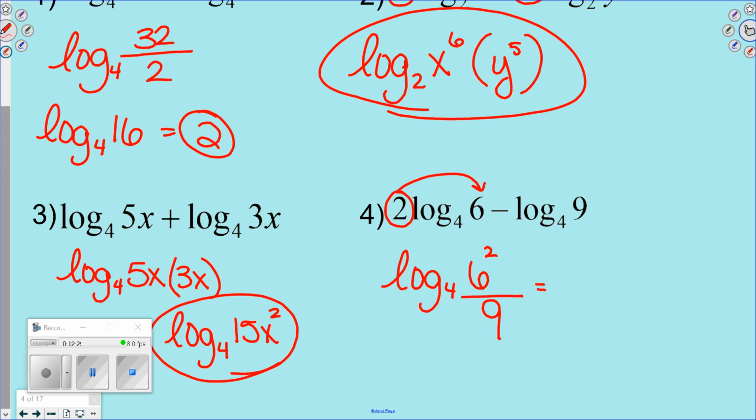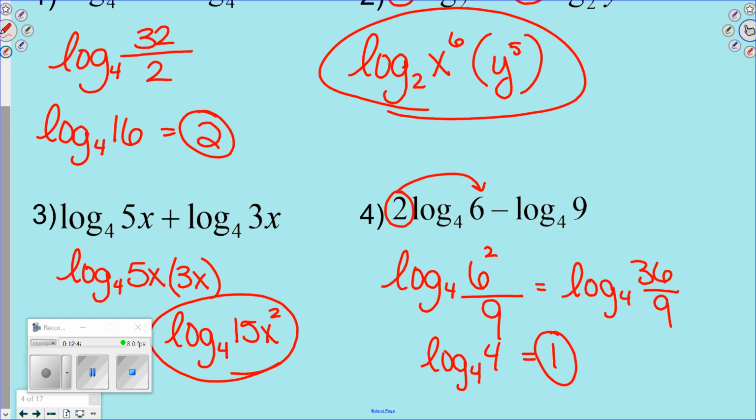Okay. I can go further with that, right? Log base 4 of 6 squared is 36 over 9. Does that divide nice? Yeah. So log base 4 of 4, that is 1. Because 4 to what power equals 4? 4 to the first. To me, they're just more fun when they actually go further and you get a number.